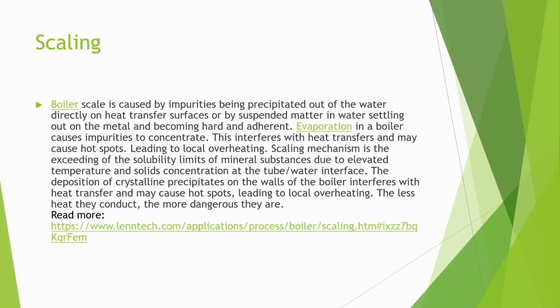Scaling, as we have already discussed, is the formation of a thick layer of suspended particles on the surface of the boiler water tubes. So that is scaling. What problems do we face because of it? Because of it there is local overheating, hotspots form, and the heat transfer rate in the boiler reduces. They conduct less heat and the more dangerous they are. So the efficiency of the boiler reduces drastically. So these are the problems that we face in the boiler.